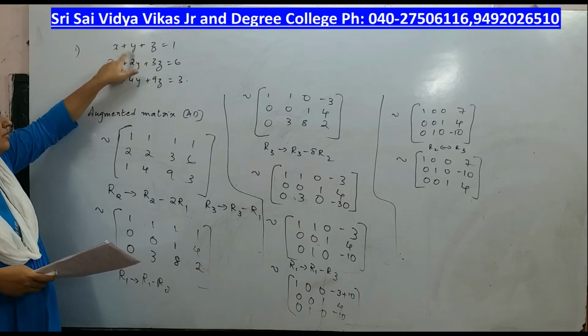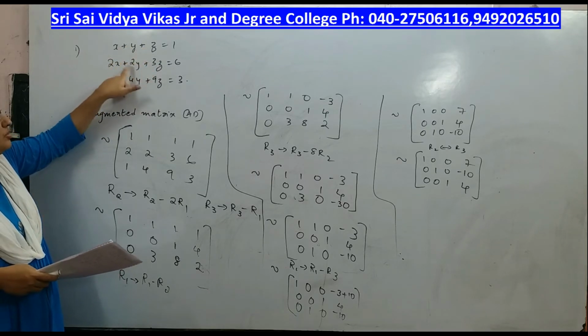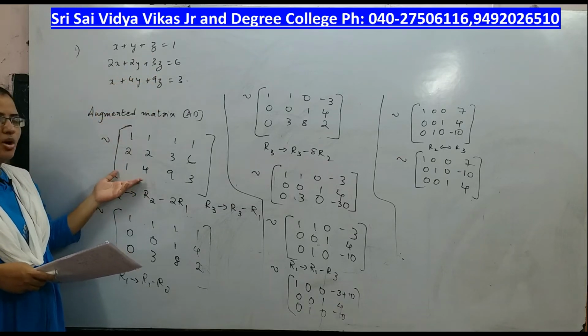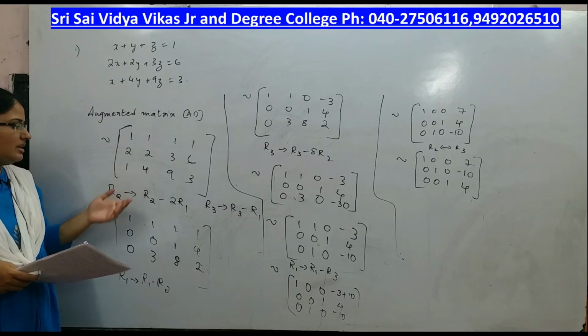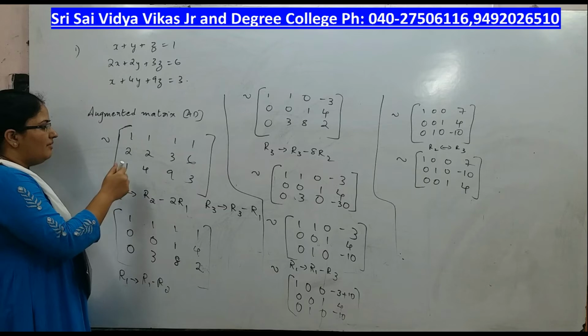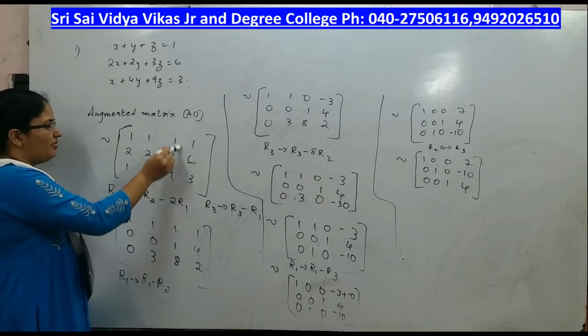Now here it is 1, 1, 1, 1. Here it is 2, 2, 3, 6. Here it is 1, 4, 9, 3. So you have written the augmented matrix. Now what we shall do is write this in the form of an identity matrix.